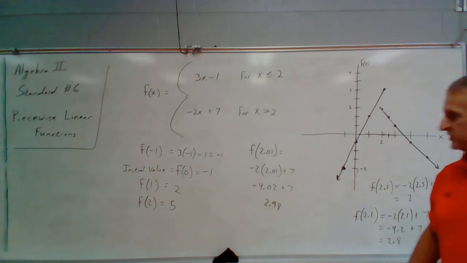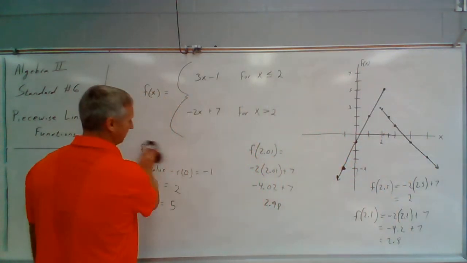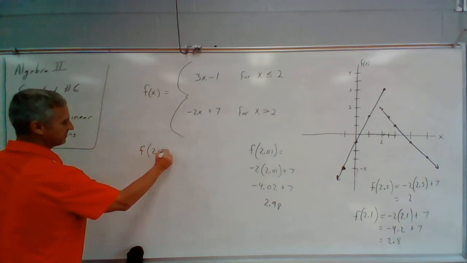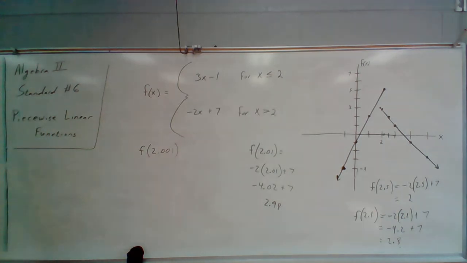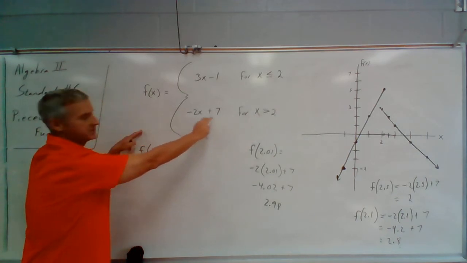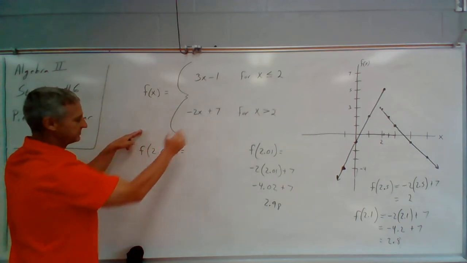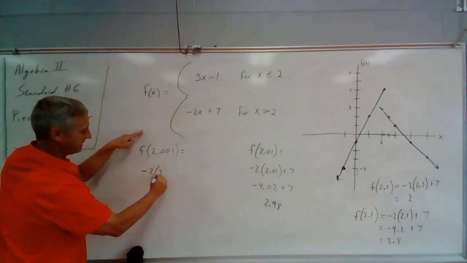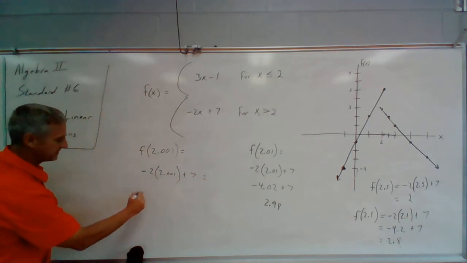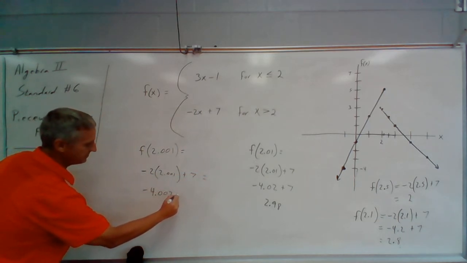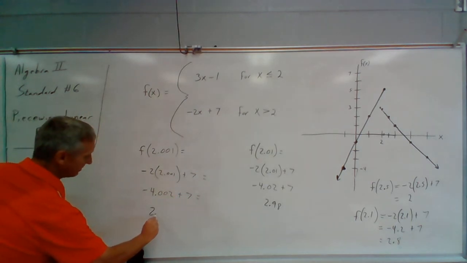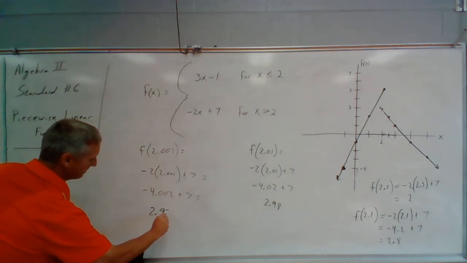Let's plug in something even closer to 2. So let's do f of 2.001. And so if I do that, 2.001 is bigger than 2, just by a little bit, but it's still bigger than 2, so I'm going to use this equation. So negative 2 times 2.001 plus 7. That's negative 4.002 plus 7. 7 minus 4.002 is 2.998.